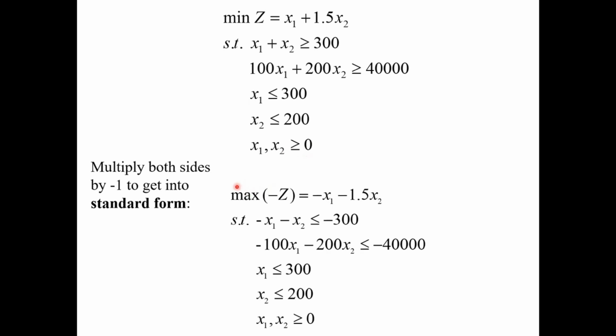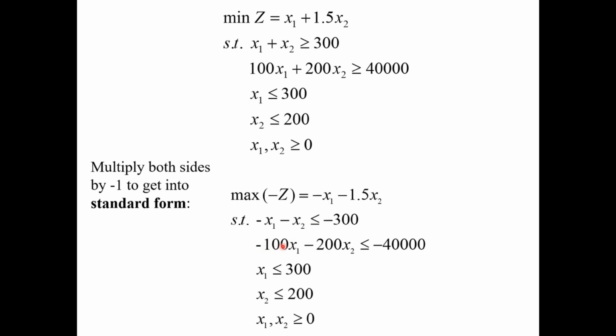Now, we need to get this into standard form, and the standard form was shown before as C times X in terms of matrices and vectors, subject to AX less than or equal to B. So in order to maximize the problem rather than minimize like we have above, we multiply the left-hand side and the right-hand side by -1, and we get minus x1 minus 1.5 x2. We also do that to the first constraint here. We multiply by -1 in order to get it into the standard form, minus 300.